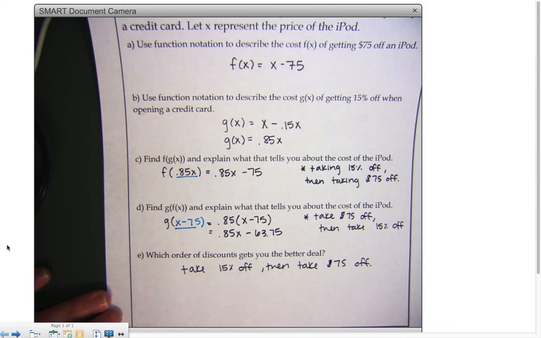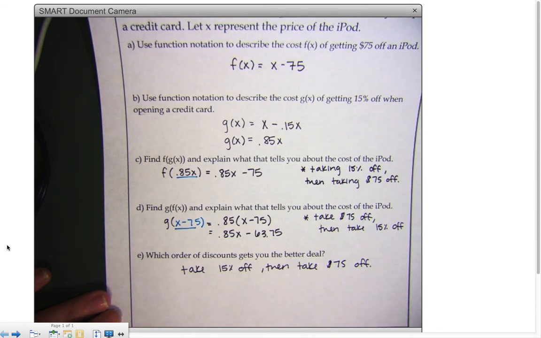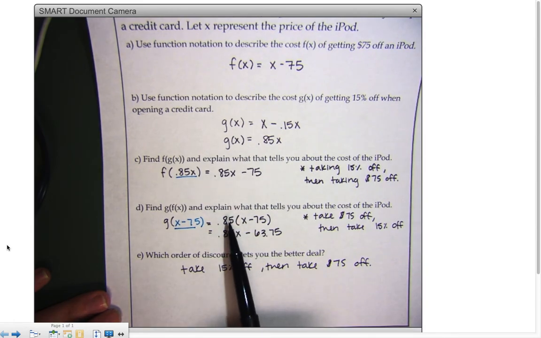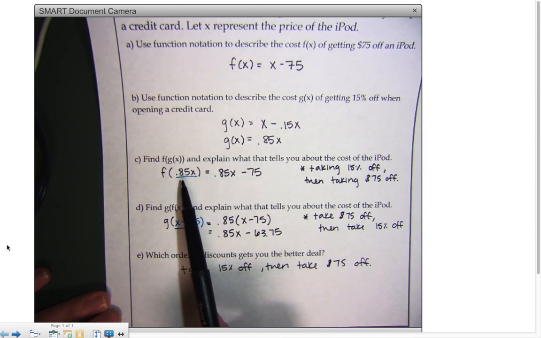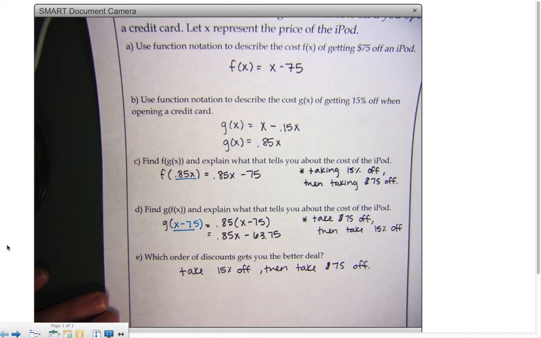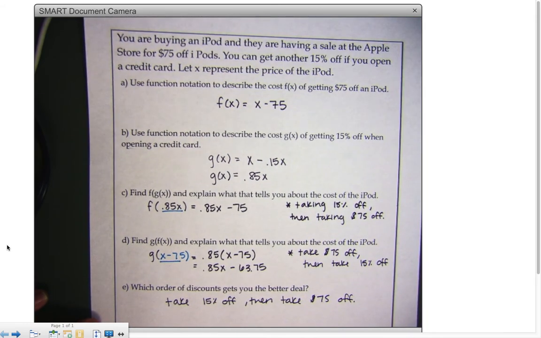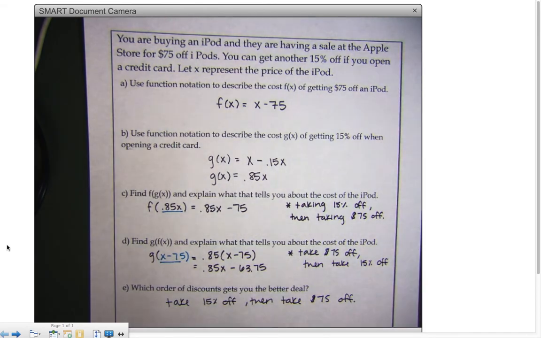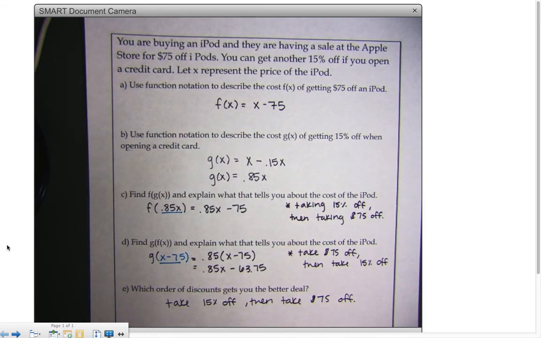You could try these with actual numbers. If you made up a number, maybe an iPod costs $200, plug that into your function. It'll be cheaper if you take the 15% off first than the $75. So compositions, we usually say, are used in the real world. We usually do examples where we're doing coupons. So we'll try some more of these, or maybe we're taking a percentage off, and then we're also taking a certain price off the product as well.